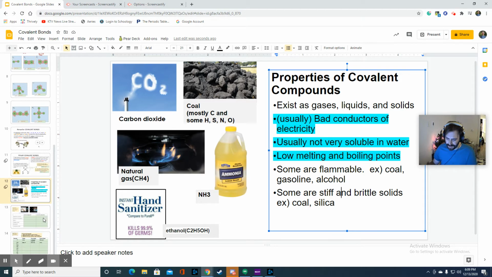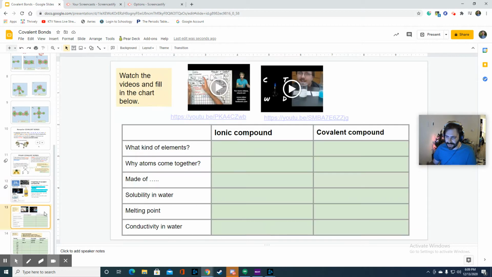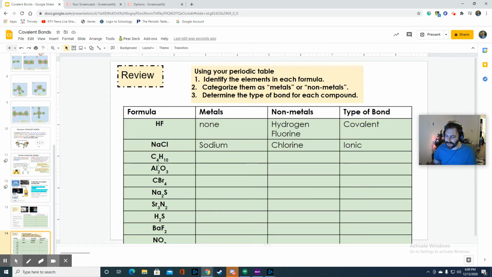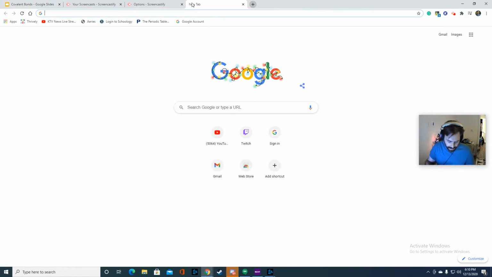These are the last slides I'll be going over. For the next two slides, you watch these two videos, and you will get these answers here. Let's go over 14 just quickly. I'll go over a few of them with you. What you're going to do is identify the elements in each formula, categorize them as metals or nonmetals, and then determine the type of bond for each compound. So let me bring in our friend P table.